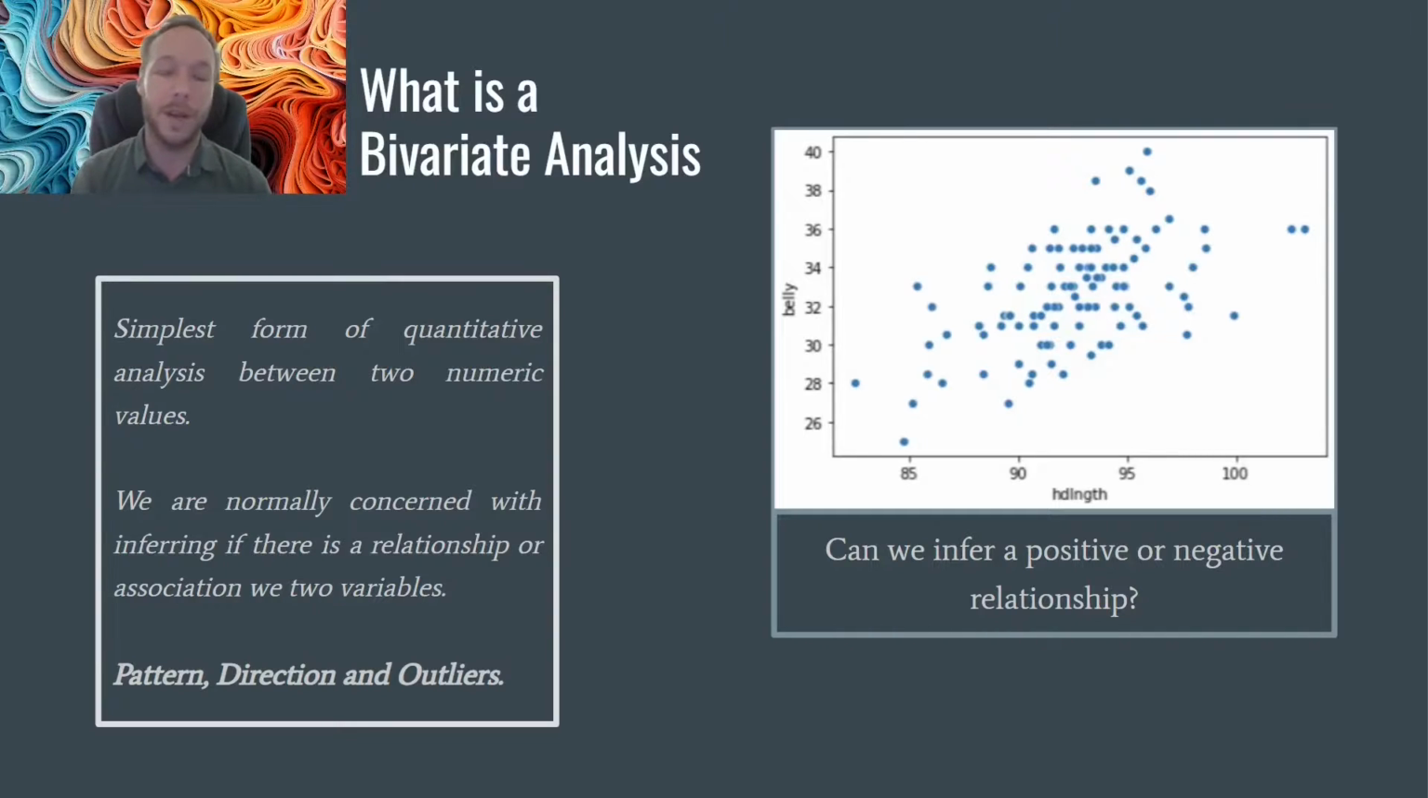What is bivariate analysis? Bivariate is really the simplest form of quantitative analysis, meaning that we are comparing two continuous variables together. We are normally concerned with understanding the association between x and y. In general, we could say, is it positive or is it negative? We really want to understand this relationship, so we'll be concerned with patterns and directions.